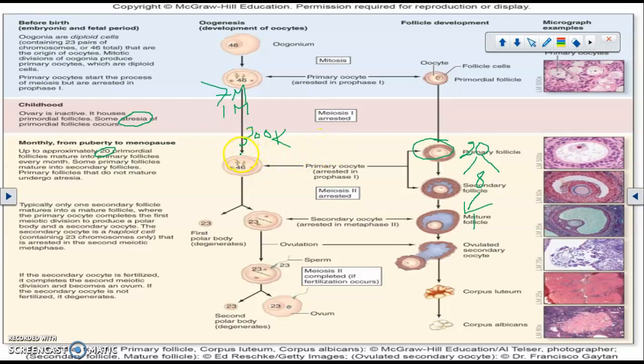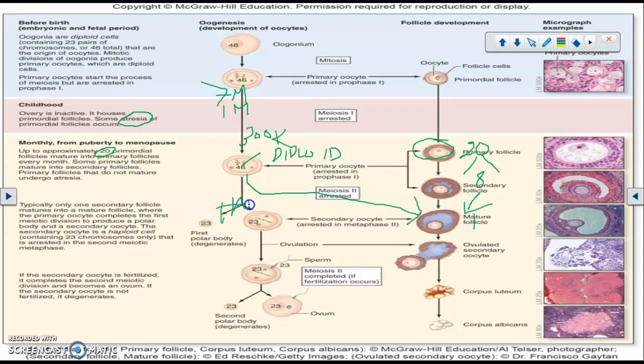During the primary oocyte stage, you still have 46 chromosomes, so you're diploid. Again, this is from the meiosis slide. Diploid. That's terrible penmanship. But once you become a secondary oocyte, and the primary oocyte is actually inside the follicle, that's when you become haploid.